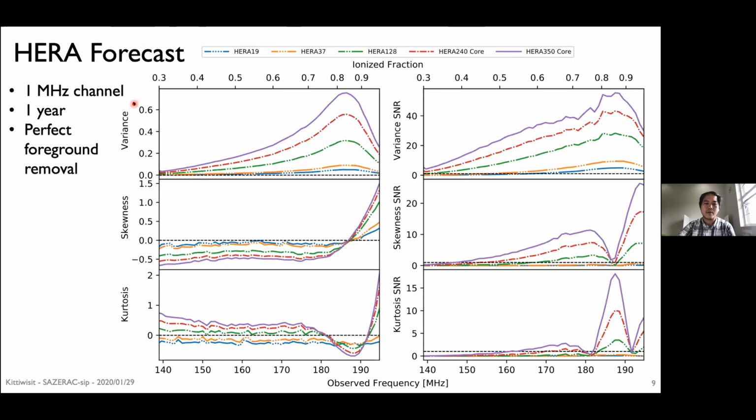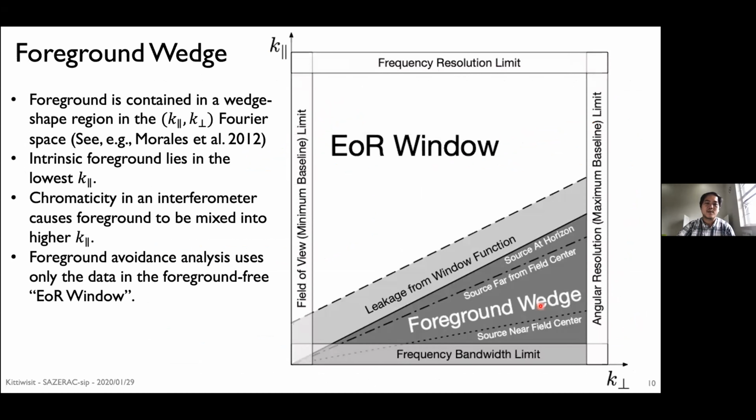Here on the left panel, from top to the bottom is variance, skewness, and kurtosis. Different colors are the different build-out stages of HERA, and I want to bring your attention to the solid purple line, which is the complete HERA array. And on the right panel is the 1 sigma signal-to-noise ratio, where we take into account thermal noise and sample variance. And you can see that HERA should be able to detect these statistics near the end of reionization if foreground can be removed. And that is a big if, right? Because we know that it's causing a lot of problems.